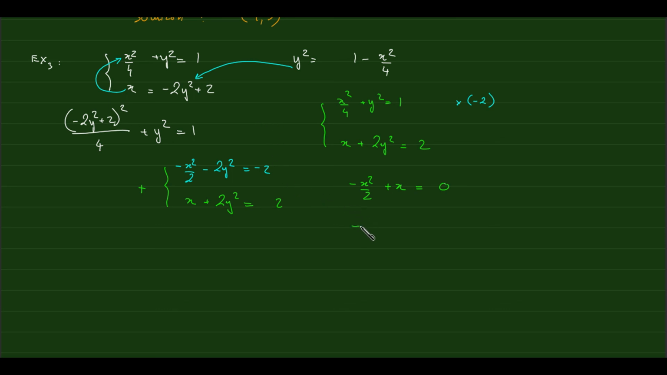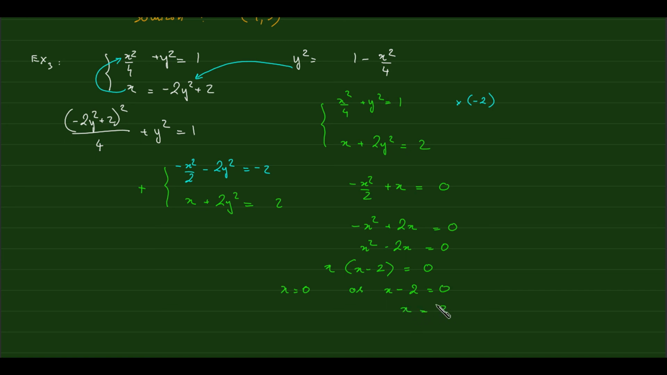So what I have right now is negative x squared by LCD plus 2x equal to 0, and this is equivalent to x squared minus 2x equal to 0. And now you can factor them out. See that? You factor them out: x times x minus 2 equal to 0. So x equal to 0 or x equal to 2.